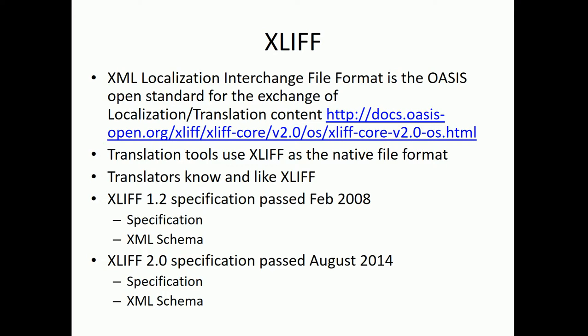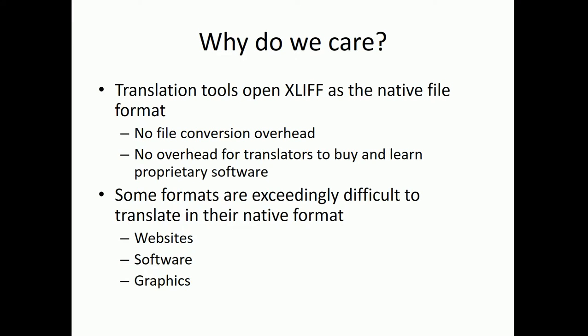The XLIF 1.2 specification was passed in February of 2008. It had a specification and a schema. Remember, we talked about the schema being kind of like the DTD. It's the rules by which the XML must be formatted. The XLIF 2.0 specification passed in August of 2014, again with a specification and an XML schema. So the specification tells you in human language how to use XLIF, and then the XML schema prescribes how the XML must be formatted. So why do we care? As I said, translation tools open XLIF as a native file format, so there's no file conversion overhead.